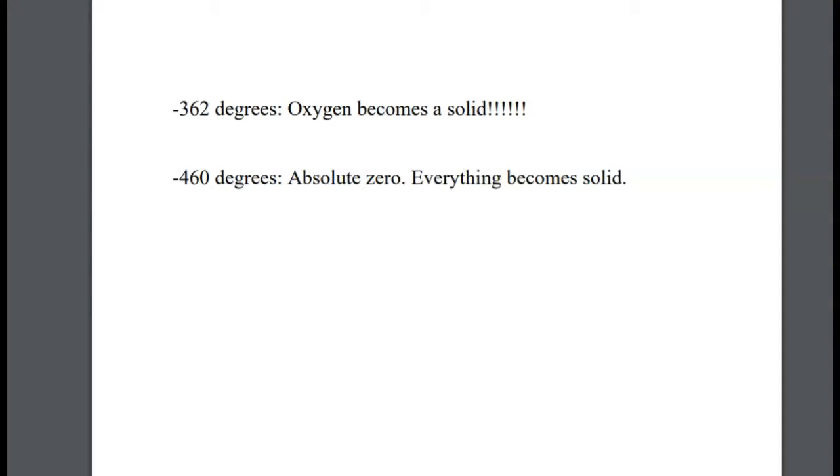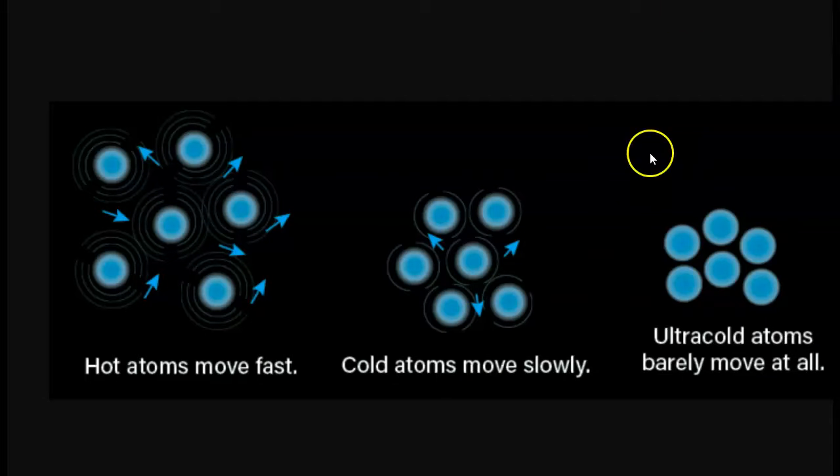At negative 362 degrees, the oxygen is no longer a liquid. It becomes a solid. And at negative 460 degrees, that is the coldest temperature possible. Everything becomes a solid. Air becomes totally solid at that temperature. We call that absolute zero. And at absolute zero, you have these ultra cold atoms that are barely moving at all.